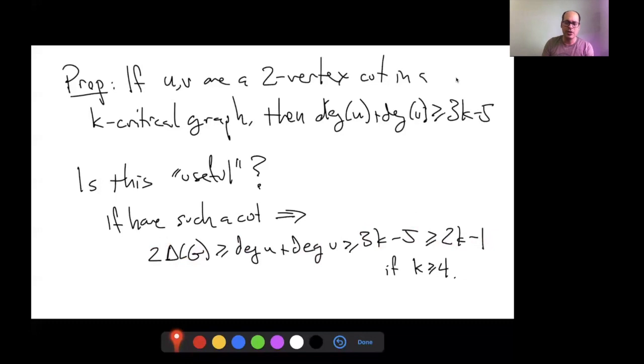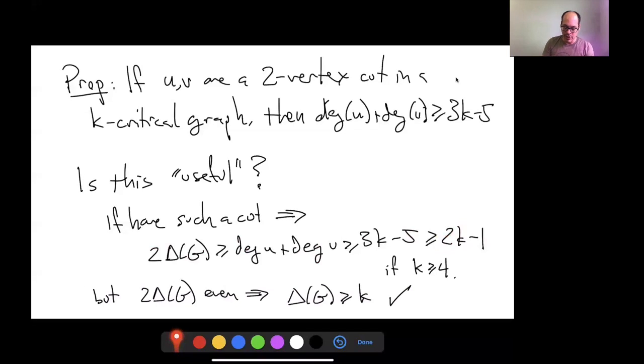Now, twice the biggest degree is an even number. To have an even number bigger than an odd number means that the even number is at least 2k, which is 1 bigger than that odd number. And that tells us that delta is at least k, and that's Brooks' theorem. So if we had this bound, we would know Brooks' theorem if you have a 2-vertex cut. What comes next is an examination of why this proposition holds. So let's pause, take a deep breath, and gather our wits about us.